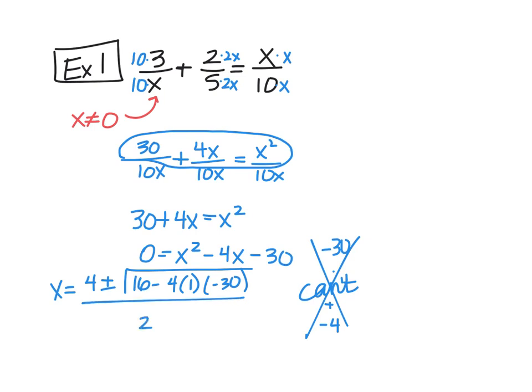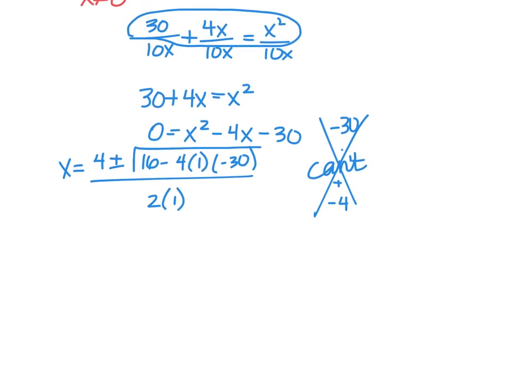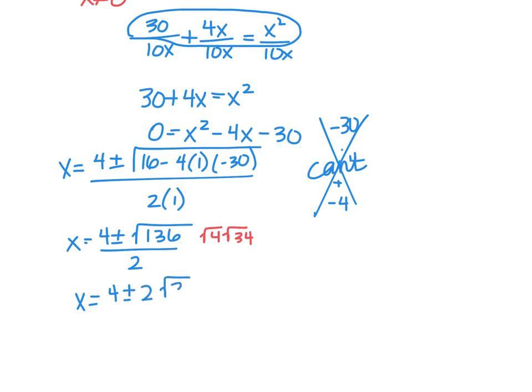All over 2a. All right, I'm going to pause the video and simplify this, and I would like for you to please do the same. Okay, so 136 is 4 times 34. This actually isn't too bad after all. So that's going to lead me to x equals 4 plus or minus 2 square root 34 over 2.